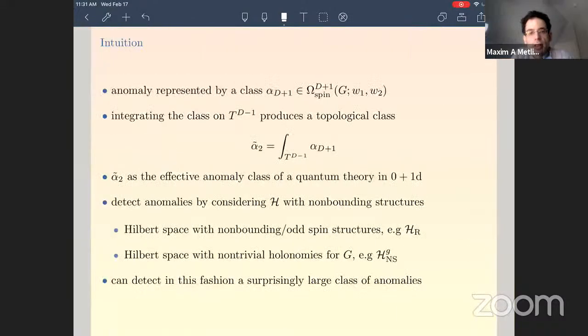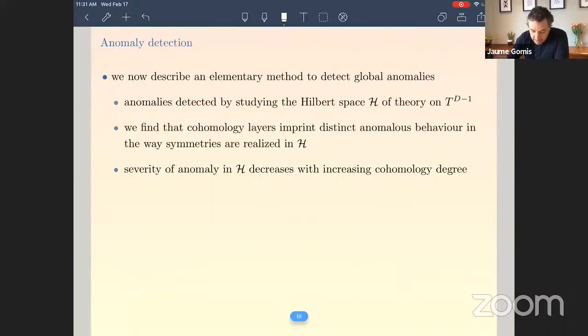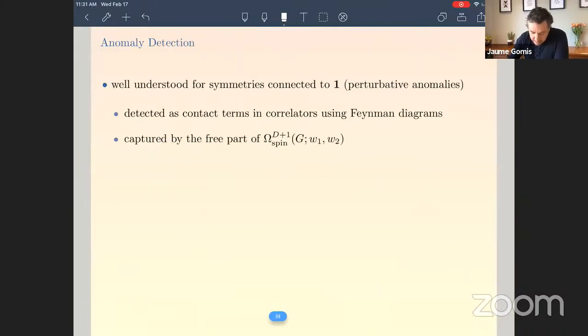Jaume, one question? Yes. So are you going to tell us how you integrate this alpha d+1 class? No, because in general, I don't know how to do it. Someone more mathematically powerful should be able to take this data.